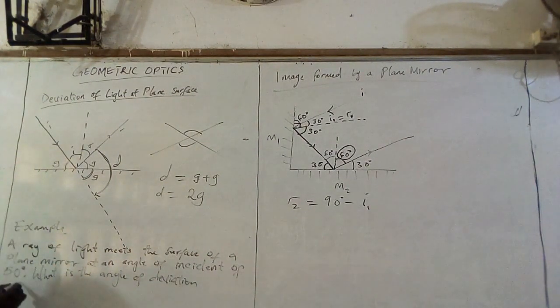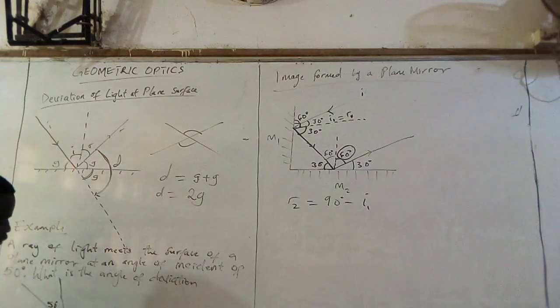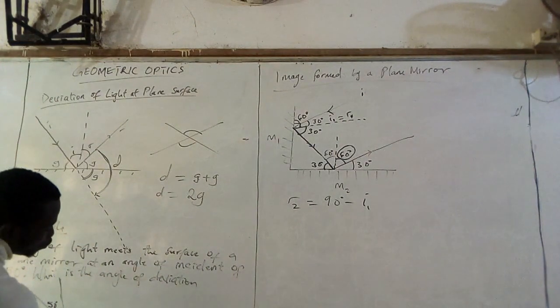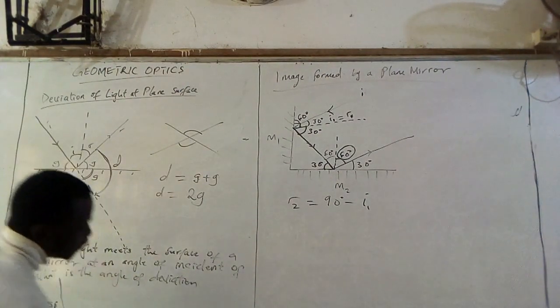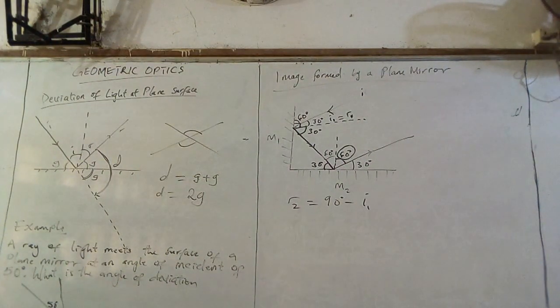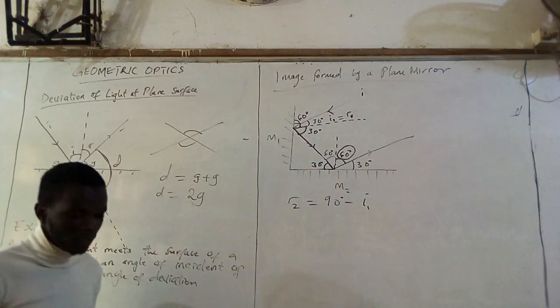So I need the glancing angle first. If I have a plane mirror, we're told that the angle of incidence on that plane mirror is 50 degrees. So you know that this is our glancing angle. So G plus 50 degrees is equal to 90 degrees, since this is perpendicular. So G is equal to 90 degrees minus 50 degrees, which is equal to 40 degrees. Therefore D is equal to 2G, which is 2 times 40 degrees. That will give us 80 degrees. So the deviation is 80 degrees.